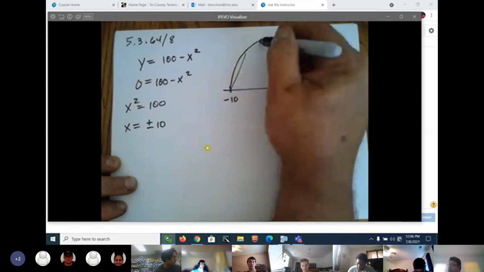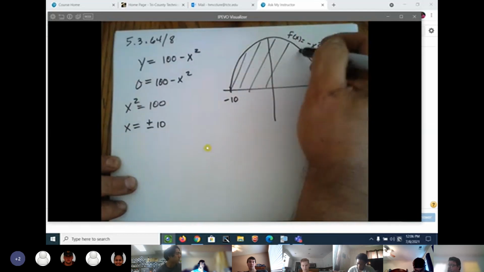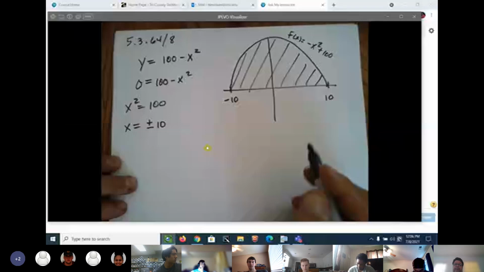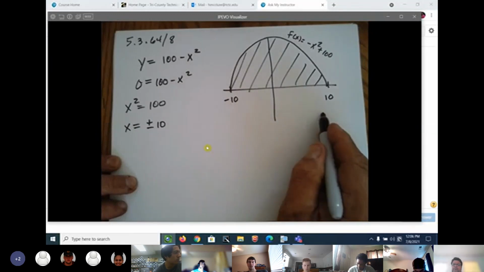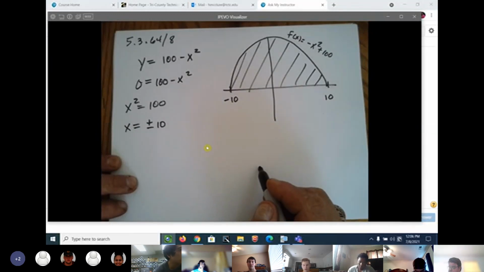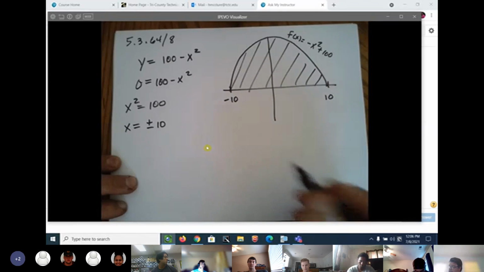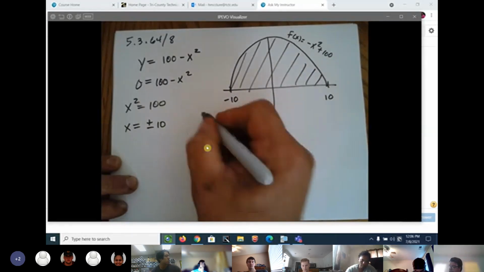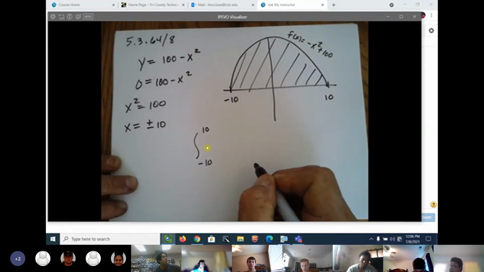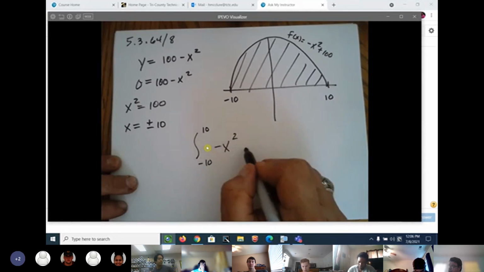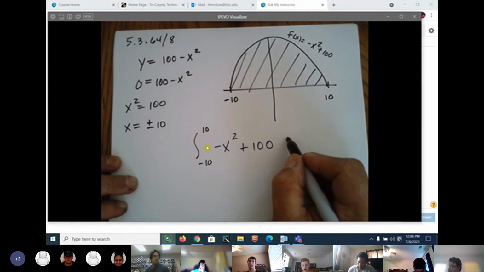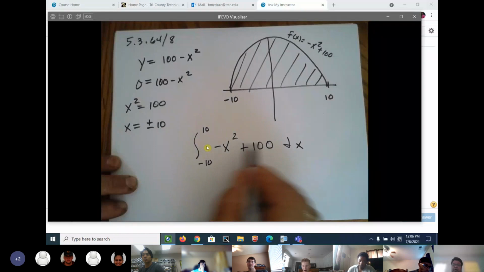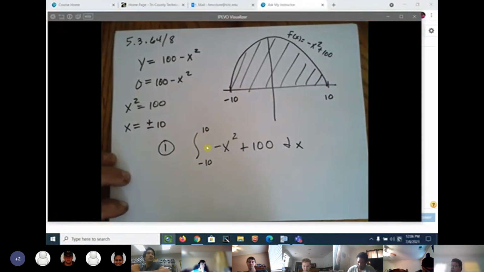And where are we going to go from? What's our parameters? Negative 10, positive 10 of negative x squared plus 100 dx. That's one way to do it. What's another way to do it? Remember we did this. We went over the 3 ways to do it. There's 2 more ways.